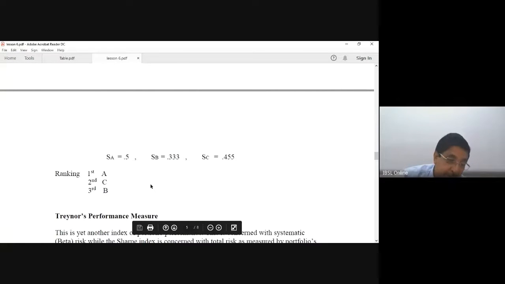So if you want to select one company from out of these 3 companies, you should go for A. You should go for A. And you need to have a second choice for C. That is how it happens.